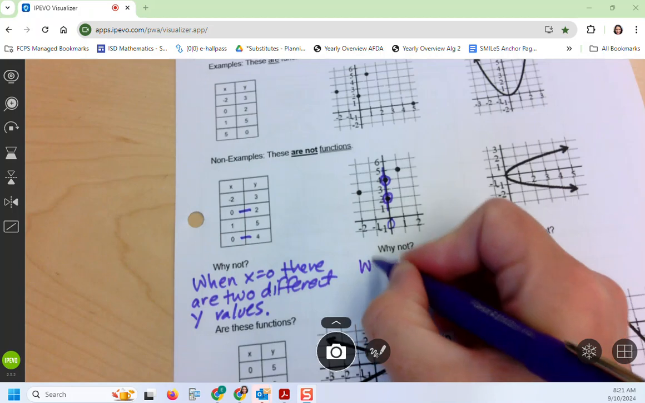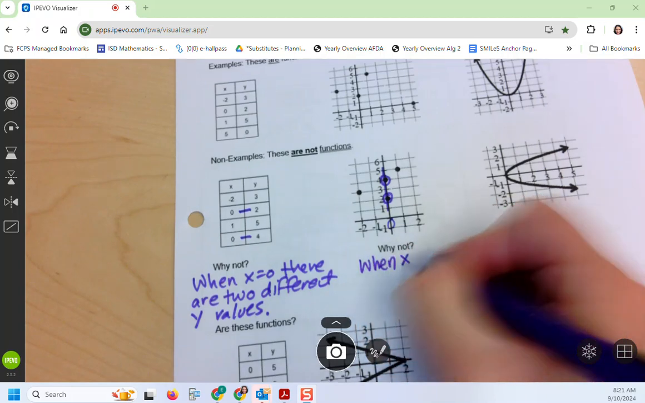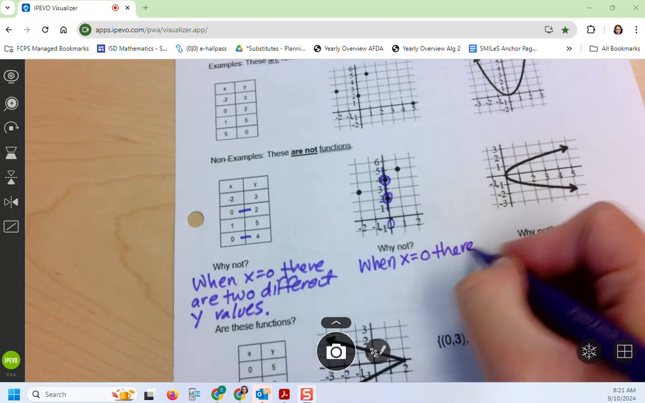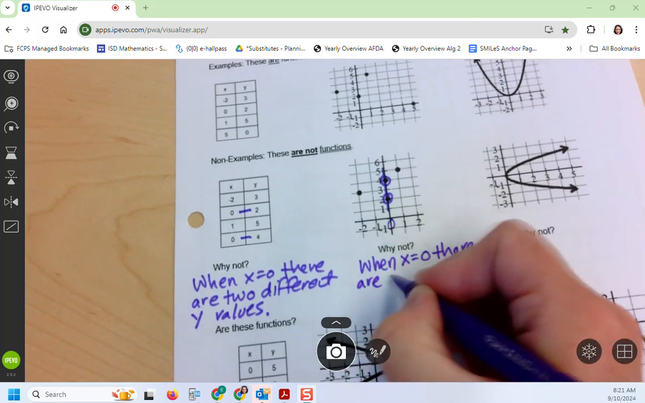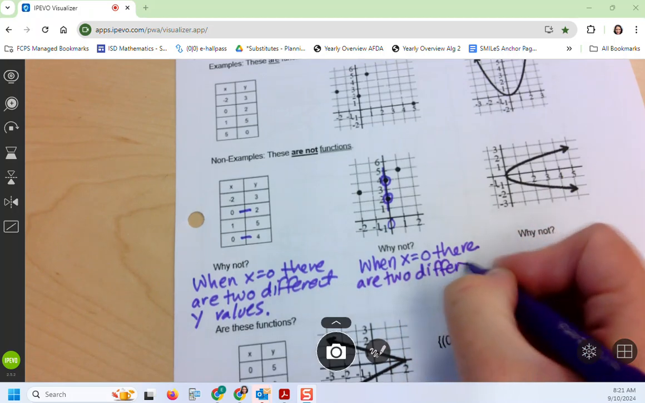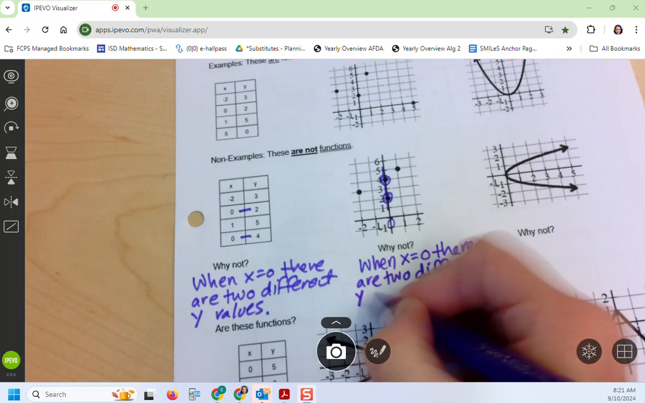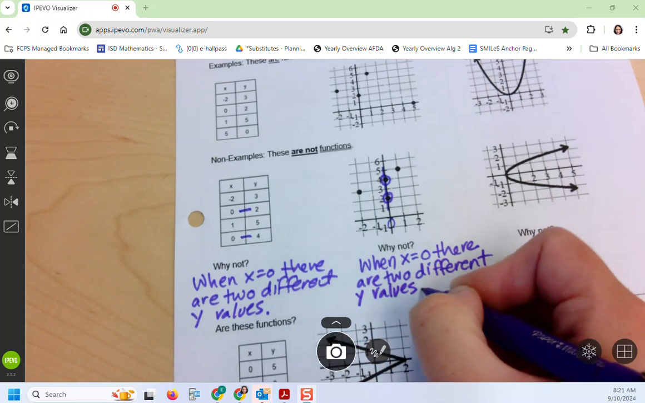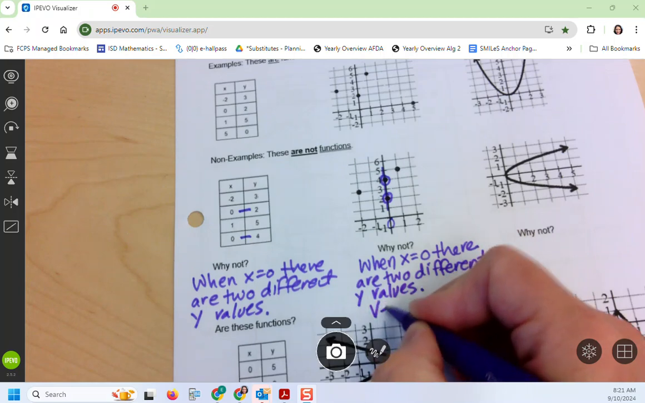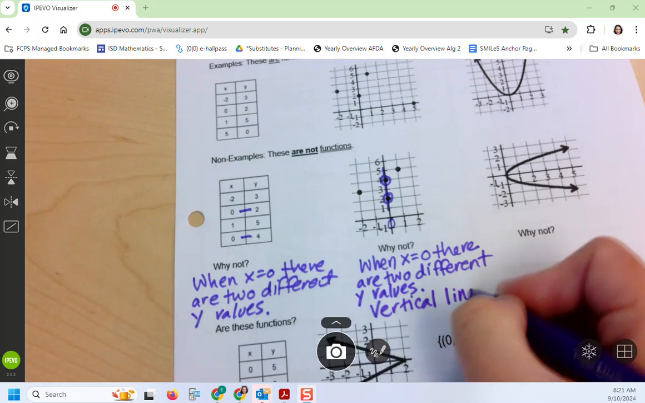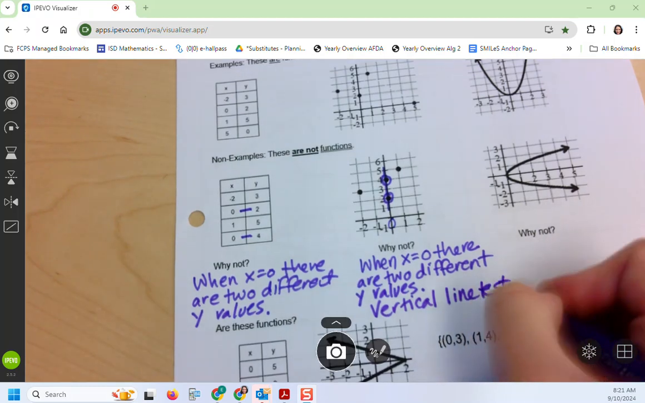So I'm going to write all those words out. But I'm also going to write vertical line test. Notice I'm writing the exact same thing. Okay, so when x equals 0, there are two different y values. I'm also going to write vertical line test. Okay?